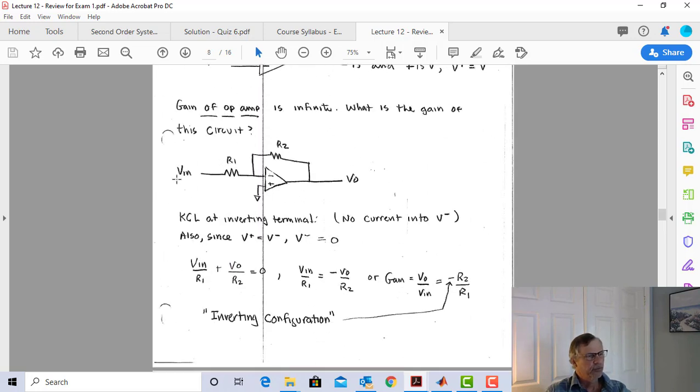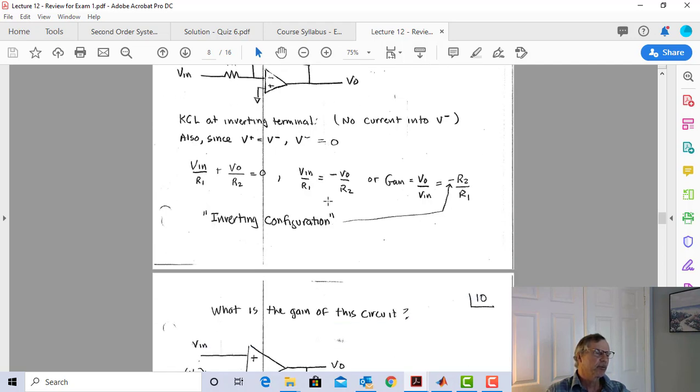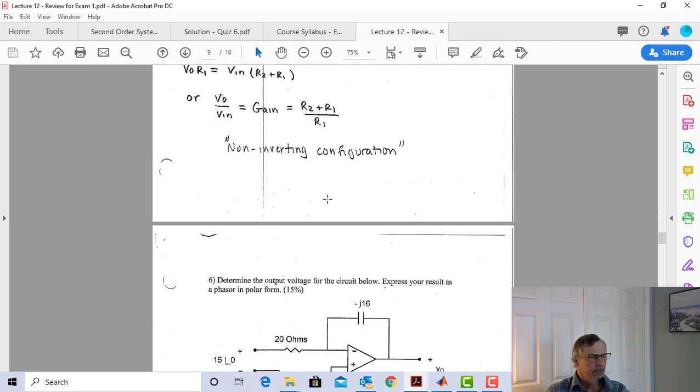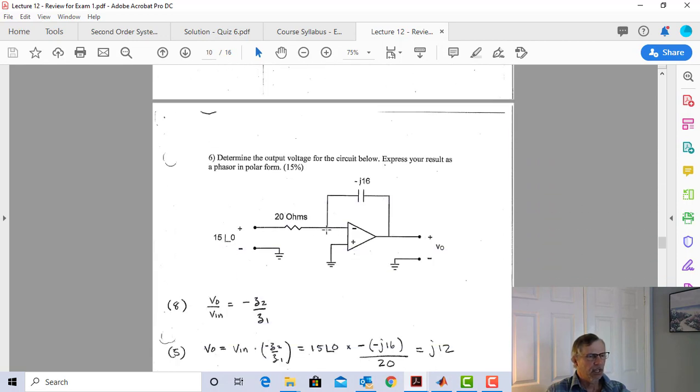Look at this. Vin goes through something, and then you have your other impedance going from your output back to your inverting input. Looks like this one. So I have an inverting op-amp topology.